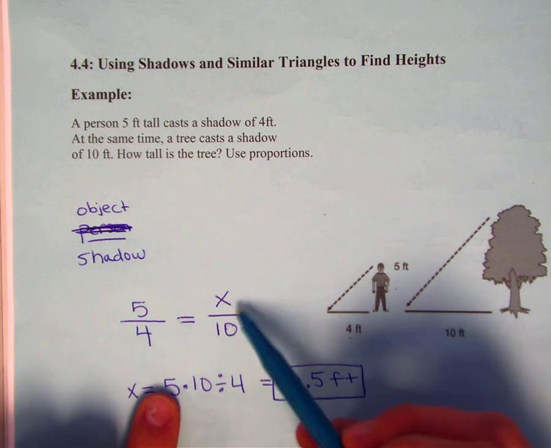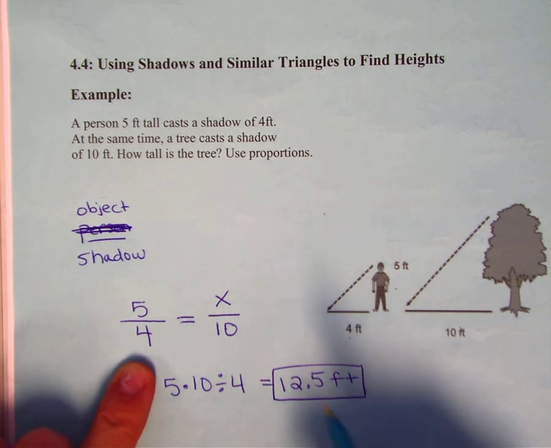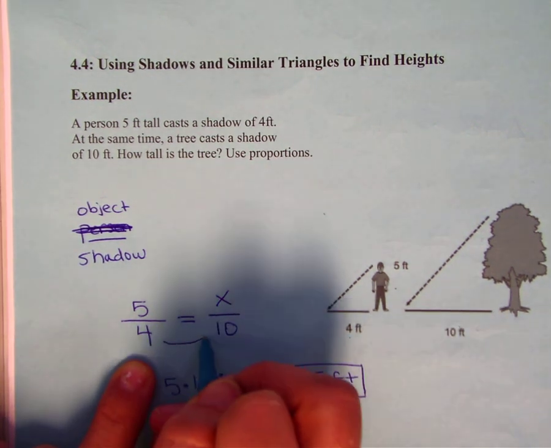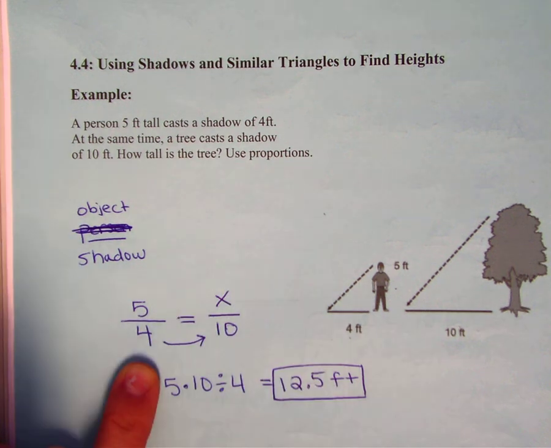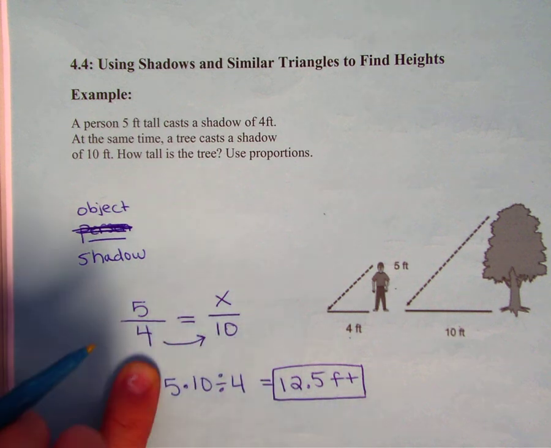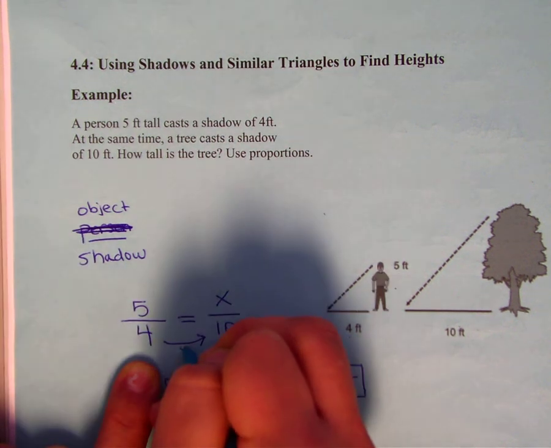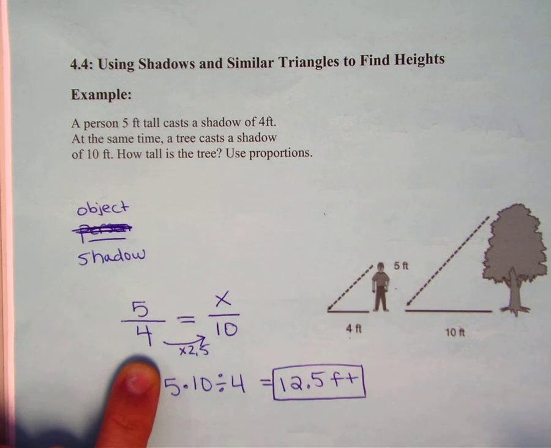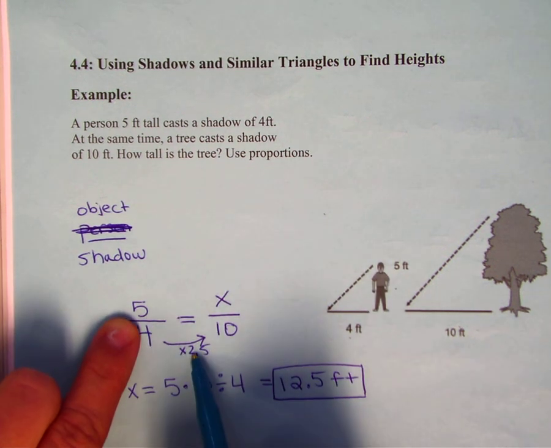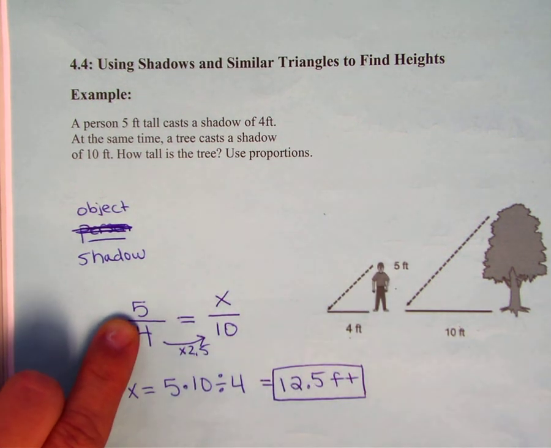Okay, we can also solve this proportion by using scale factor. We can figure out how many times 4 goes into 10 by dividing. If I do 4 divided by 10, I get 0.4, but it's getting bigger. So instead of 4 divided by 10, I want to do 10 divided by 4, which is 2.5. So that's 2.5 times bigger. Okay, if I took 5 times 2.5, I would also get 12.5.